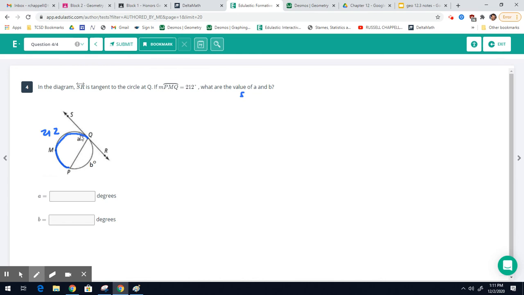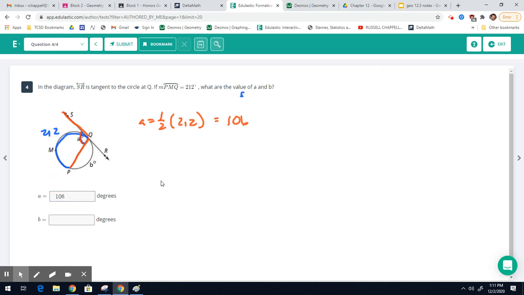Well, A is this angle formed by, I'll do it in red, A is this angle formed by PQ, this chord, and QS, that part of the tangent. So A is just like an inscribed angle, it will be half of its arc. So A is going to be half of 212. Half of 212 is 106 degrees.